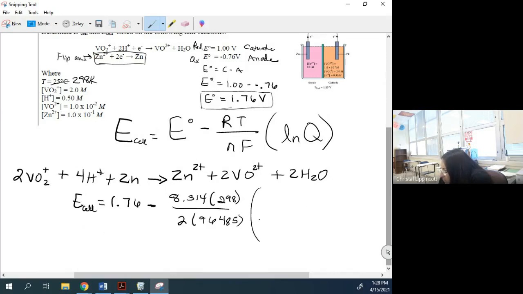We have to figure out the natural log of Q. So we've got to figure out Q here. How do we do Q? It's 1.00 times 10 to the negative 14. No, not at all. Remember, Q is a ratio of your products raised to their coefficients divided by the reactants raised to their coefficients, and then you multiply everything together.